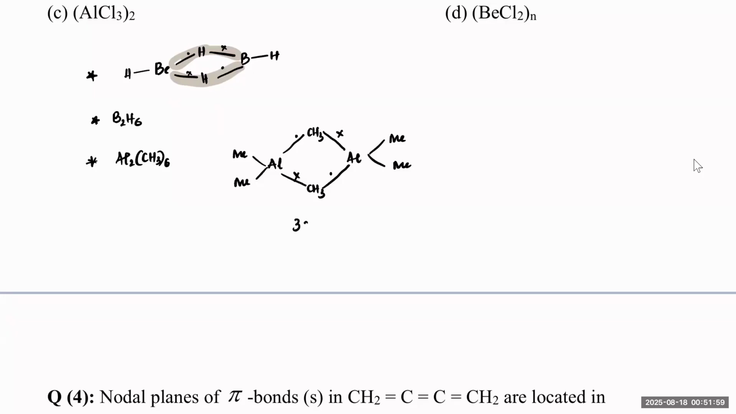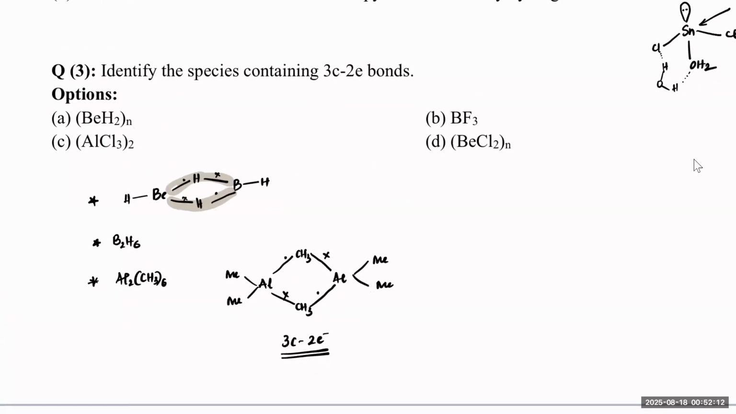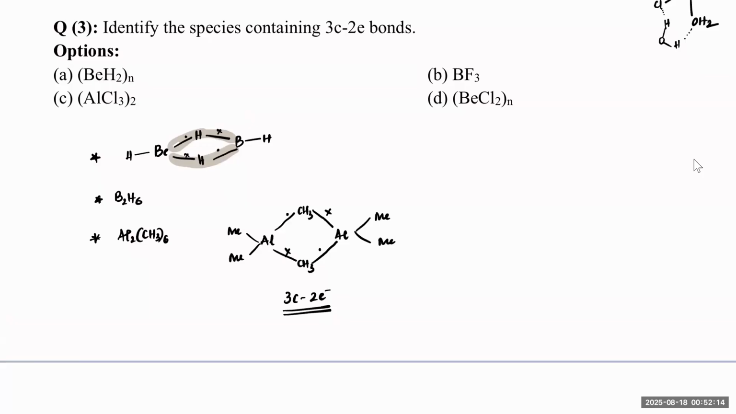So what kind of bonds is it making? Three center two electron bond. So remember, by chance, if instead of halogens, methyl is given anywhere, it means it is carrying a three center two electron bond. Everybody, examples are clear? Any doubt in this?